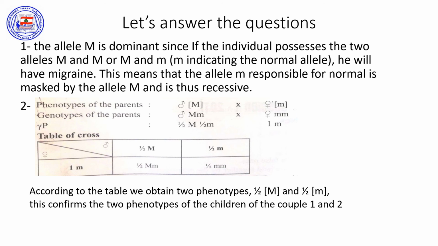The gametes produced by each parent: by the father, half M, half small m; by the mother, one small m. After representing these gametes in the table of cross, the genotypes of the descendants are half capital M small m, half small m small m. Thus, we obtain two phenotypes, half M, half small m, and this confirms the two phenotypes of the children of the couple 1 and 2.